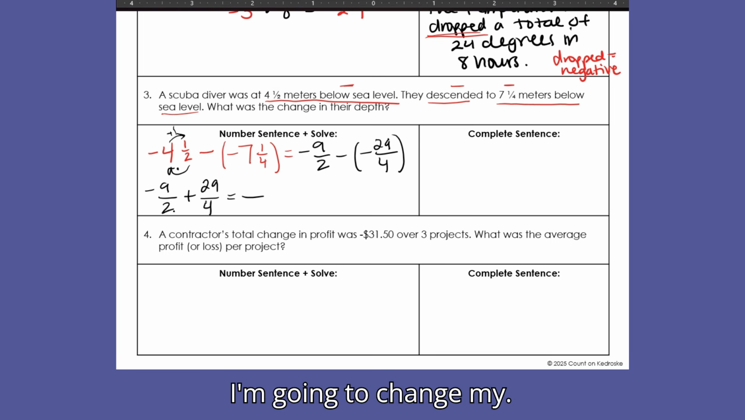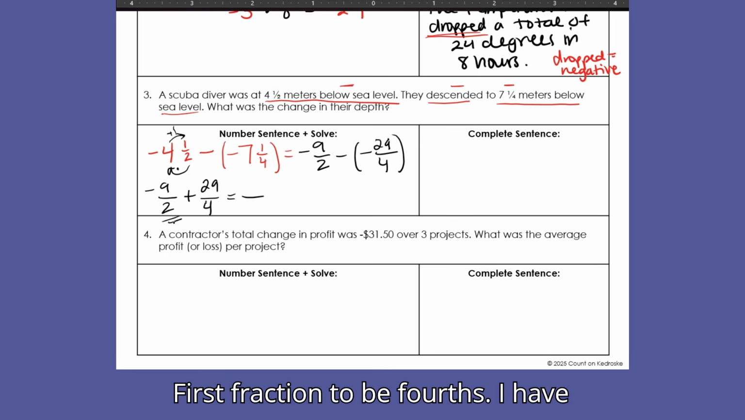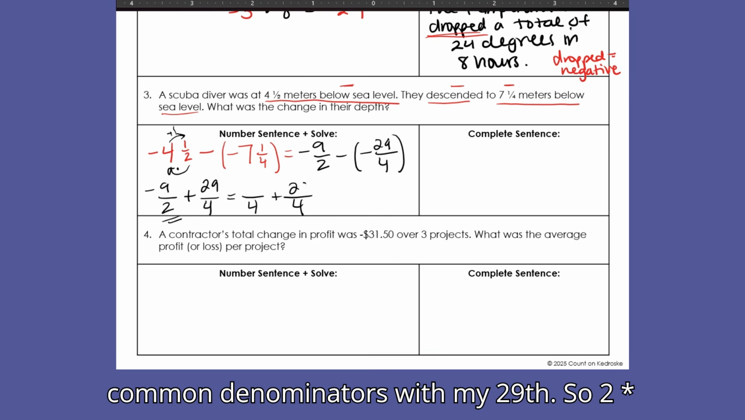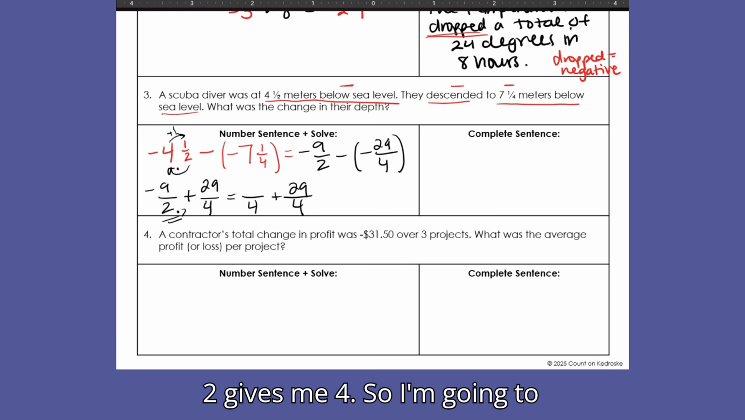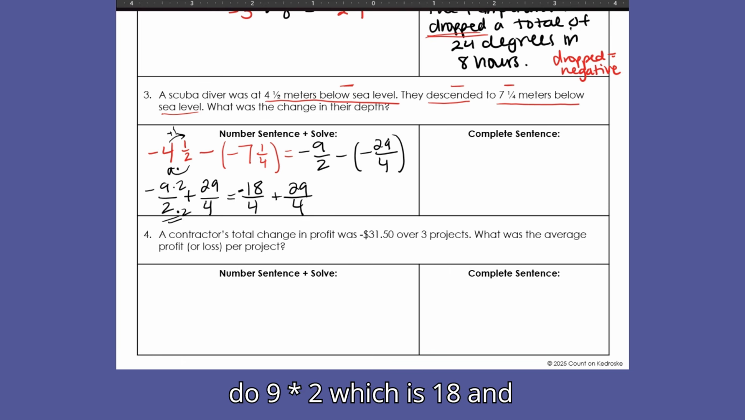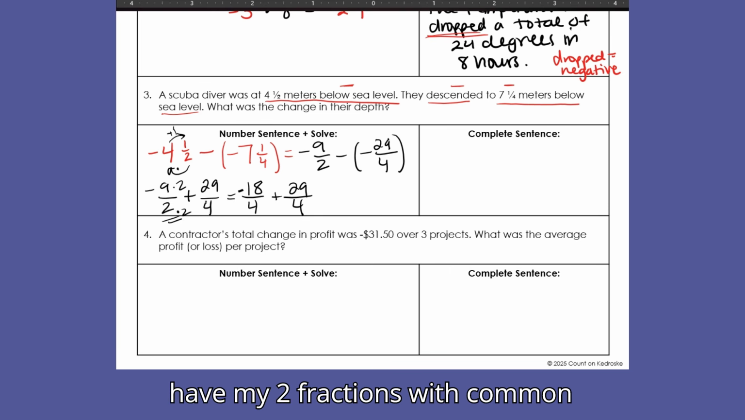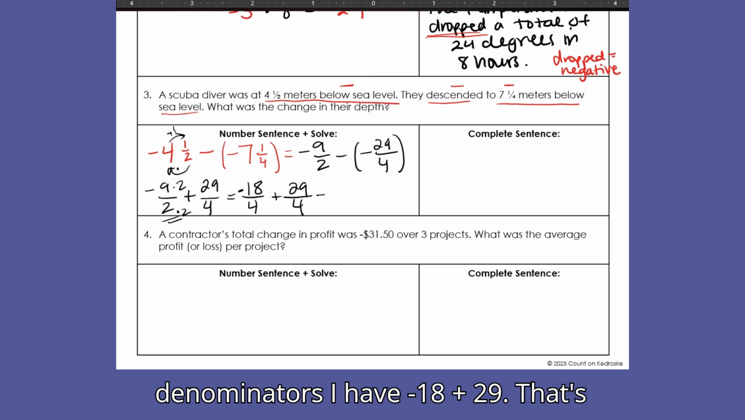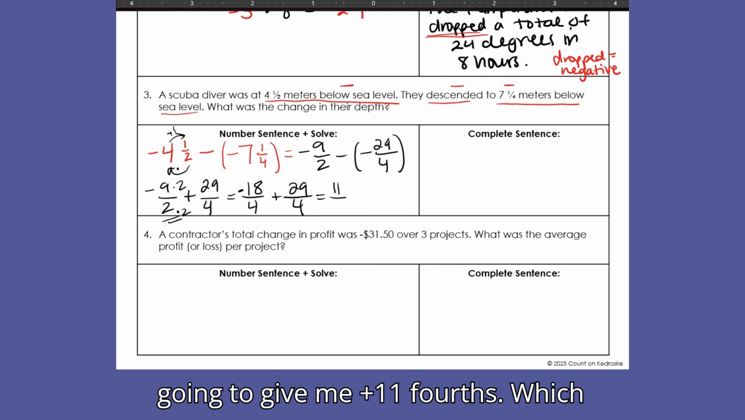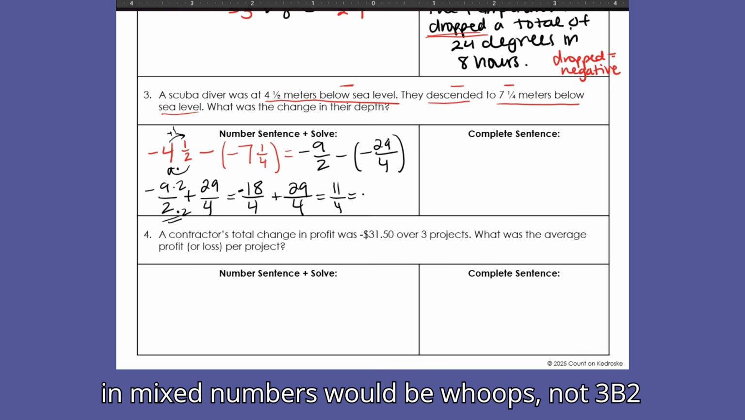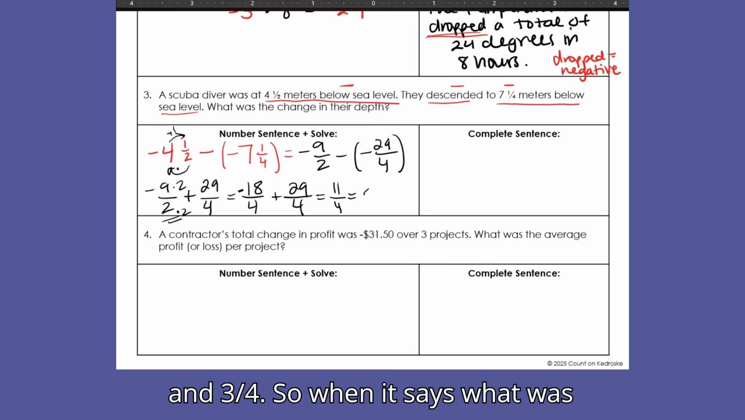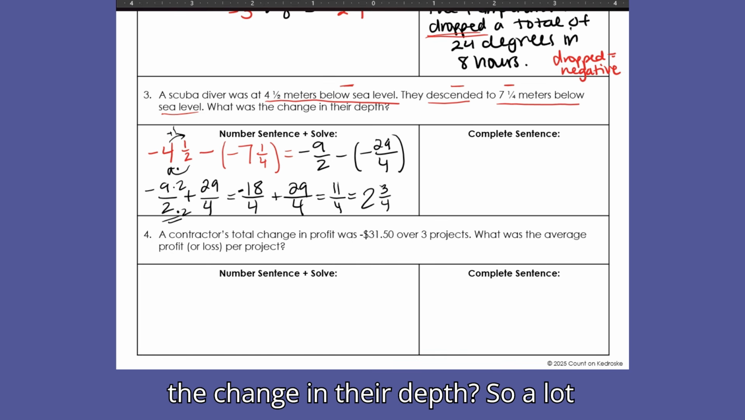I'm going to change my first fraction to be fourths, so I have common denominators with my 29ths. So 2 times 2 gives me 4, so I'm going to do 9 times 2, which is 18. And that first fraction is negative. So now I have my two fractions with common denominators. I have negative 18 plus 29. That's going to give me positive 11 fourths, which in mixed numbers would be 2 3/4.